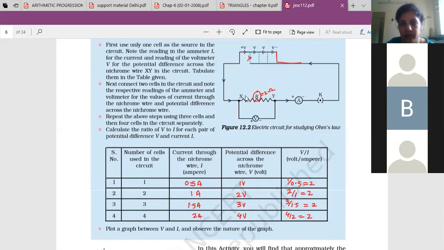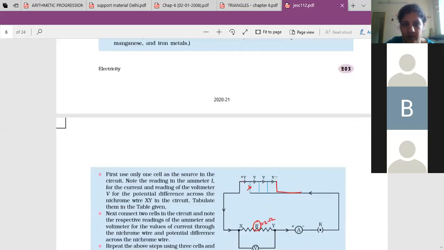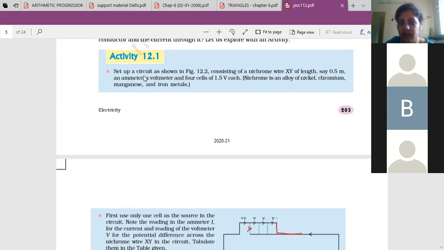So here the same experiment is given. This experiment is important. This question is asked for 3 marks: Explain the activity to verify Ohm's law. First, use only one cell. What is given behind it? Set up a circuit as shown in the figure consisting of a nichrome wire XY of length, say, 0.5 meter, an ammeter, a voltmeter, and 4 cells of 1.5 volt each. So I have taken one, but this is 1.5. They have told already, nichrome is an alloy of nickel, chromium, manganese, and iron metal.